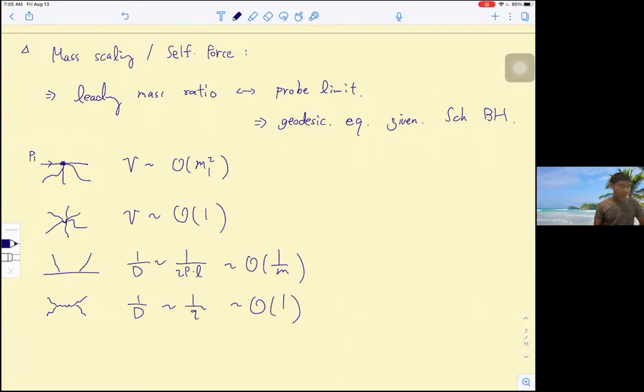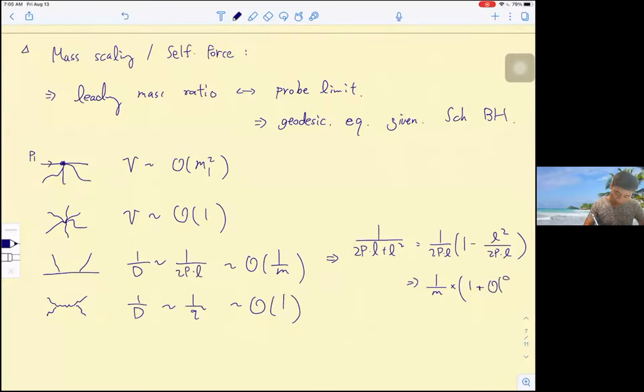But the crucial thing is that this is, again, only for the leading order. If I consider this matter propagator, say 1 plus L squared, and expand to higher order, you'll see that it gives me 1 over m times a correction that scales as q over m. So for the mass counting, when you go to higher order, you have to consider this type of correction.